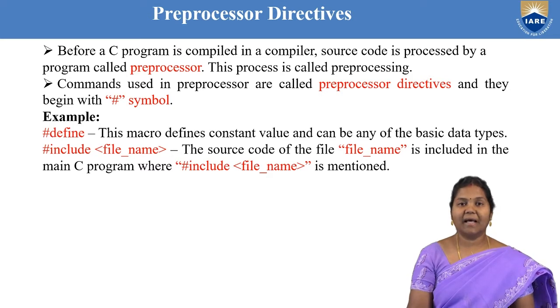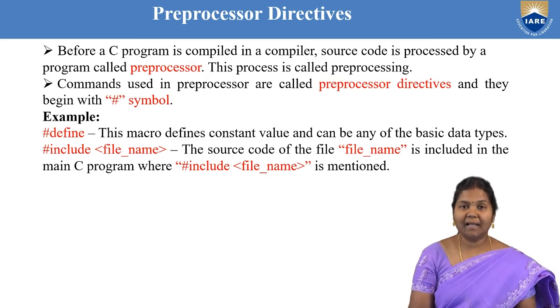Every preprocessor directive starts with a hash symbol in your program. Those hash symbols or directives are replaced by the code. For example, the hash define directive is used to define a symbolic constant. So, wherever that symbolic constant appears in your program, it has to be replaced by its exact value.